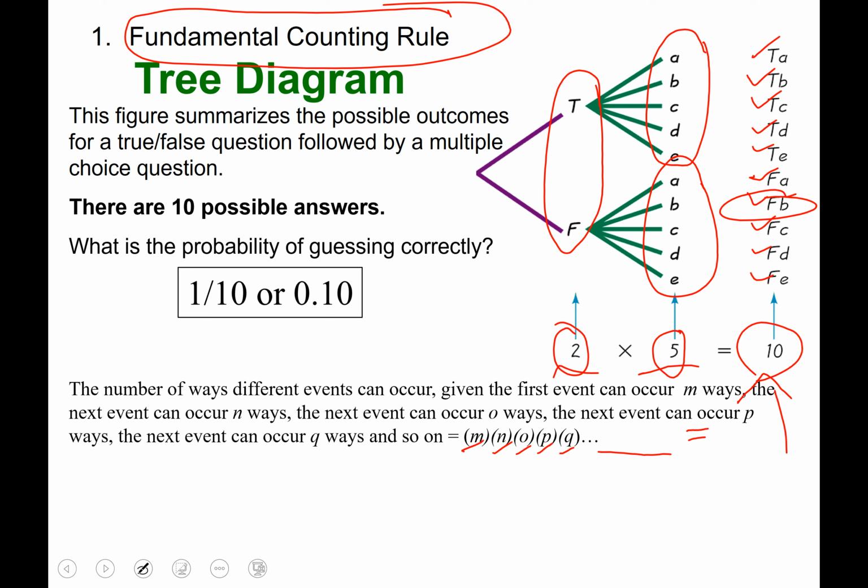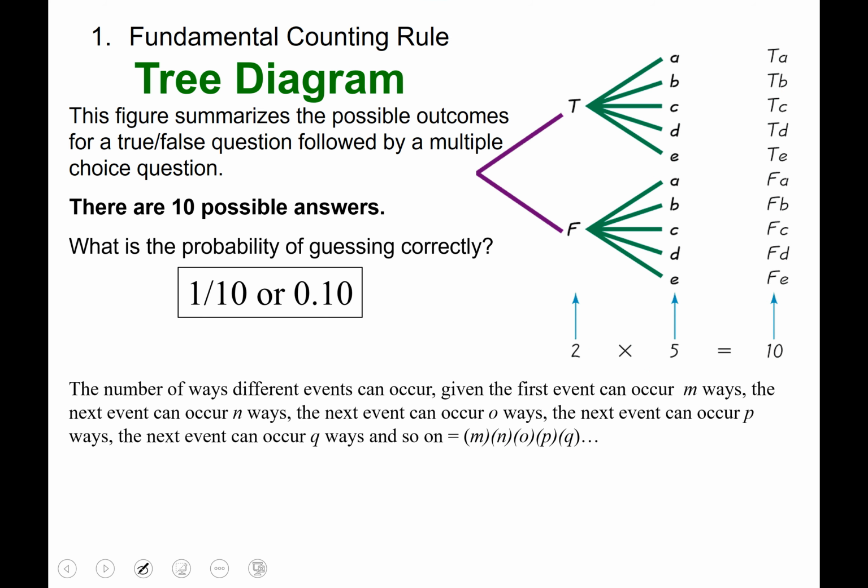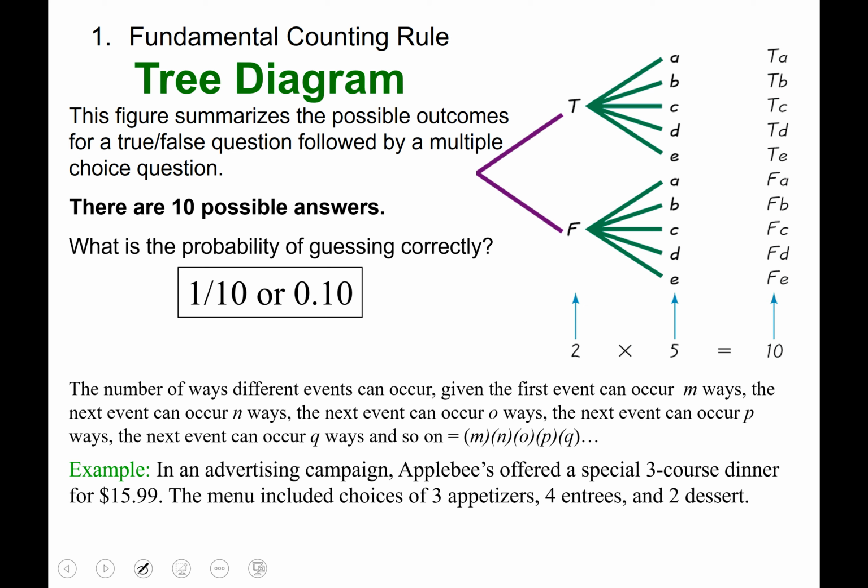Well, let's use our example above with the true false. Our example just used m and n. M was 2, n was 5, and then we were done. So that's how we got our 10 possible ways the event could occur. Let me erase my scratch work there. All right, here's our example.